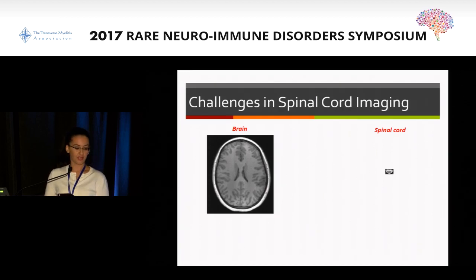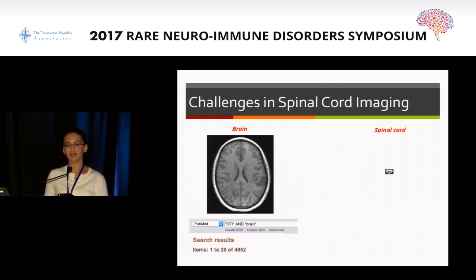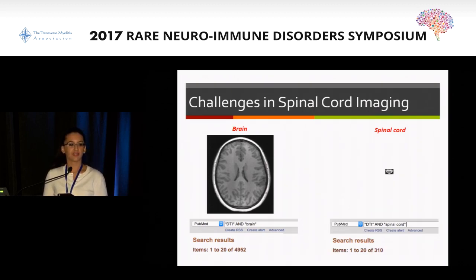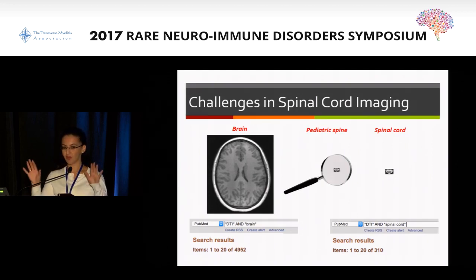And I went and did a little research to see just how many publications there are for DTI and the brain in the last 10 years. So we have here 5,000. Any guesses for DTI spinal cord? 300, okay. Pediatric spinal cord? Okay, remember your numbers. I have that answer, but at the end.